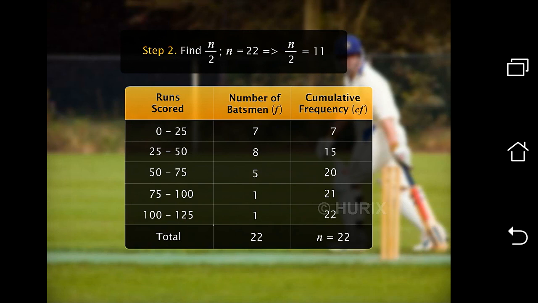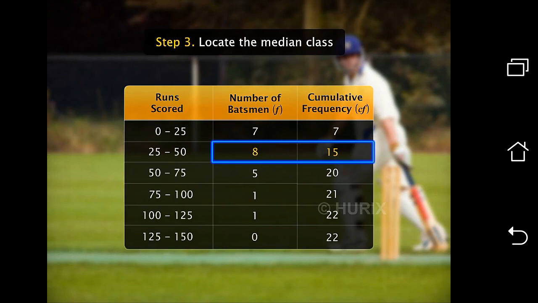So, we first need to identify the class in which the middle observation lies. The class in which the middle observation lies is called the median class. To locate the class containing the median, we need to find the cumulative frequency of the last class, n, and then find n divided by 2. In this case, n divided by 2 is 11. Now, we need to find the class whose cumulative frequency is greater than or close to 11. The median class in this case is 25 to 50.